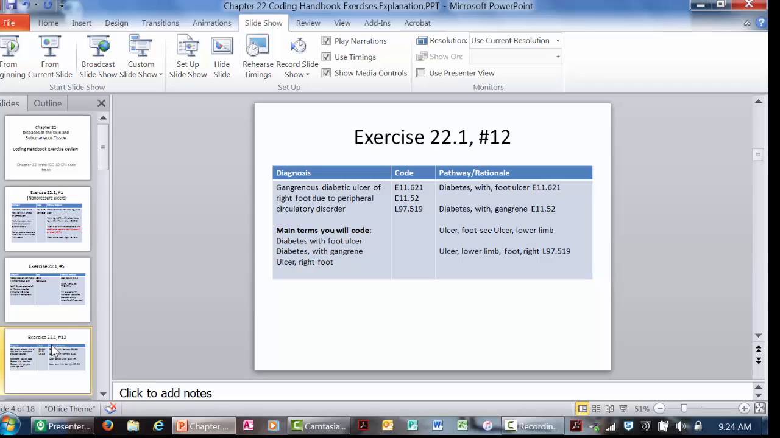Number 12 has to do with a gangrenous diabetic ulcer due to peripheral circulation problems. Whenever you see diabetes, there's a very good chance you're going to be coding more than one code. The guidelines tell us we can use as many of the diabetes codes as we need to describe a situation or an encounter. In this case, we would be coding the diabetes with an ulcer and the diabetes with gangrene. They are two separate codes. Then you're also going to code the ulcer itself, which describes the depth of the ulcer.